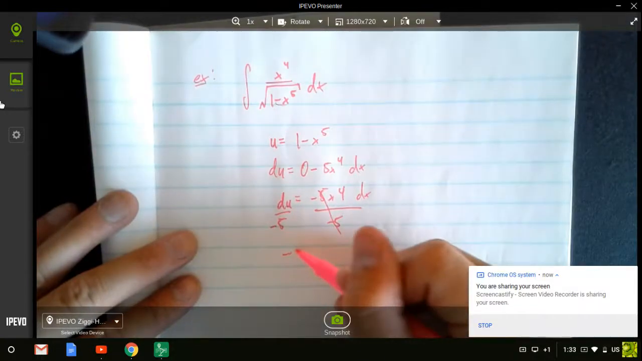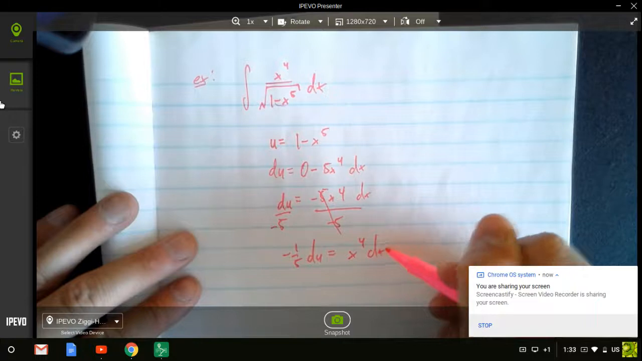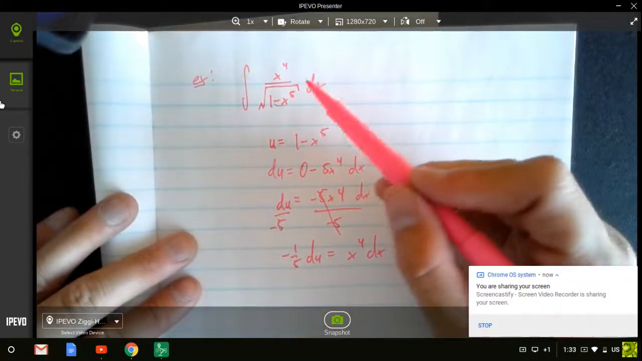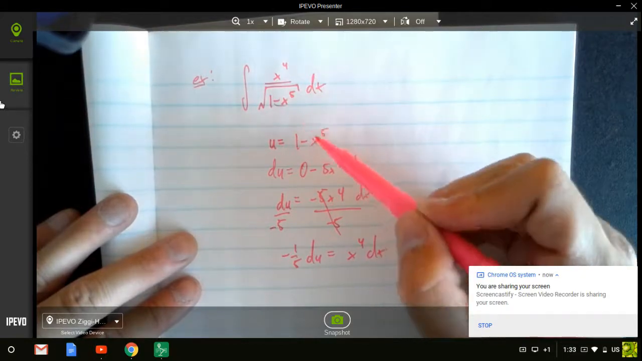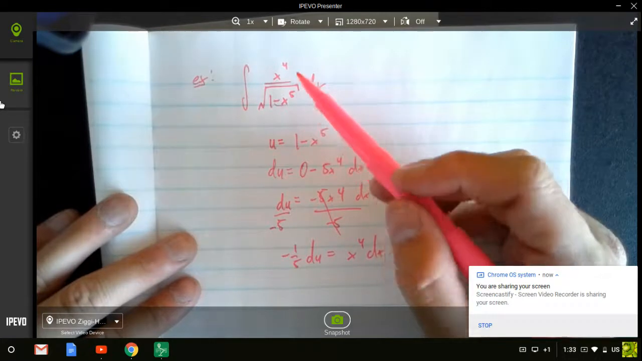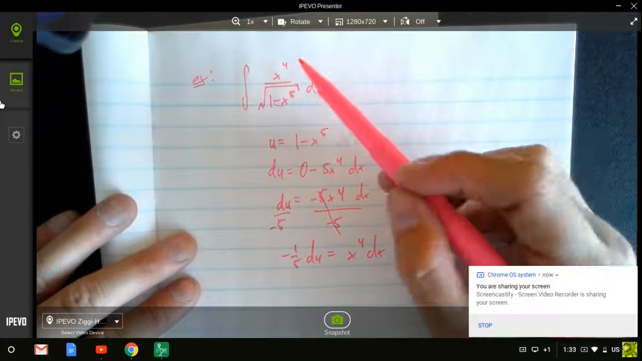Then you end up with negative 1/5 du is equal to what is already in the statement. Remember, we want to replace everything in terms of x that we couldn't substitute for u, because u only substitutes 1 minus x to the fifth power, but then we have x to the fourth and dx. We need to get rid of that and put it all in terms of u.